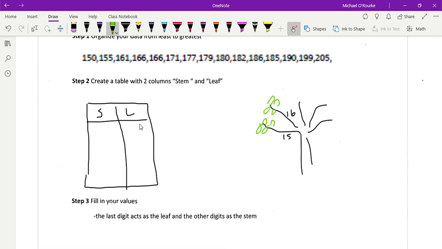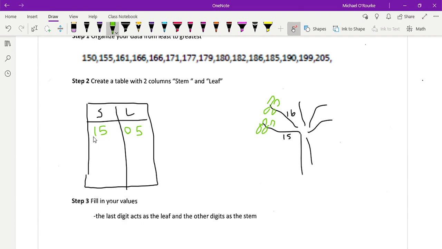So stem and leaf, right? You have a tree. That's a beautiful tree, right? The stem being the part coming out from the trunk of the tree, and the leaves being the little parts. So the stem in this case is 15. Whatever, you're only going to have one digit ever in your leaf section. So I put 15 in there, and for the last digit, I put a 0 here. I put a 5 there. Does that make sense?